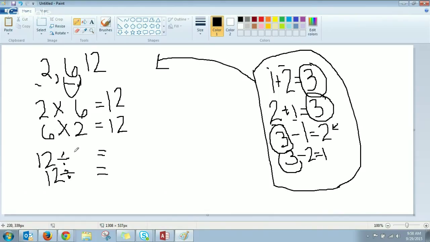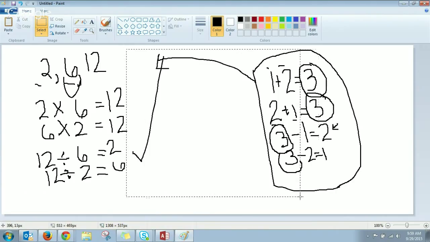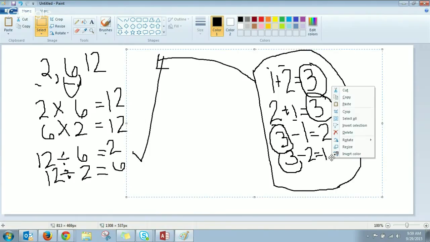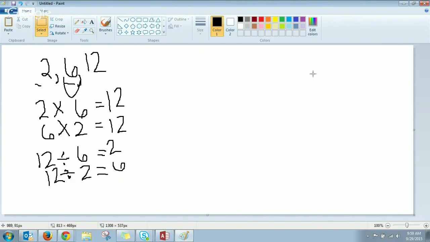And then 12 divided by something, all you have to choose from are these 2 numbers. So let's say 12 divided by 6 equals 2. And then now I just flip the numbers around. 12 divided by 2 equals 6. These are all wonderful, and they're all true. Okay, so knowing that these numbers are related in this way, like a fact family, is actually a secret weapon for you as you approach division.